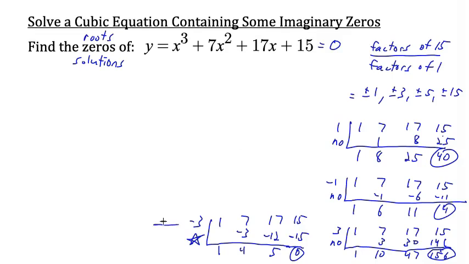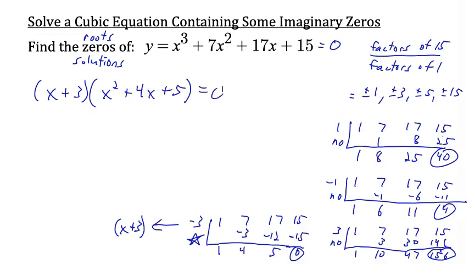When we have a root of negative 3, the matching factor is x plus 3. So let's rewrite this in partially factored form. So we have x plus 3 times x squared plus 4x plus 5. And all of that still equals 0. So we rewrote this cubic polynomial as the product of this binomial and this trinomial.